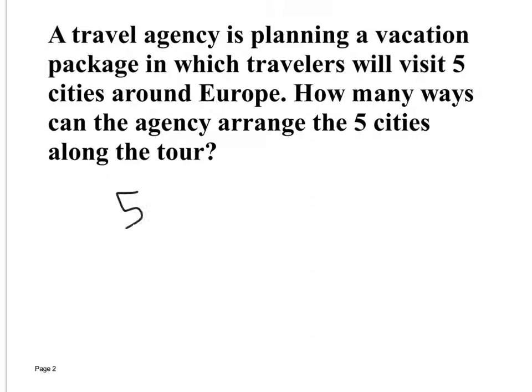We take 5 cities, right? And this is a permutation. If you think about it, your first option, first city, you've got 5 cities to pick from. Your second stop, how many cities do you have to pick from? 4. You've already been to one of them, so you've got one less. Your third stop, how many options? 3, and so on. So it's 2 and 1, right?